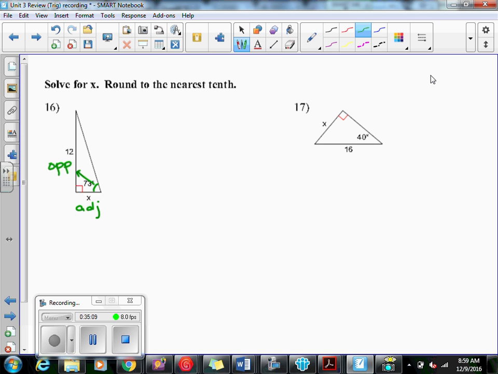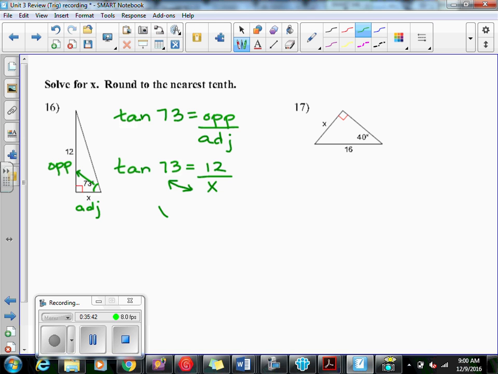All right, now since I've labeled opposite and adjacent, I know this is going to require the tangent ratio. So I'll say the tangent of 73 equals opposite over adjacent. Substitute in the tangent of 73 equals opposite, which is 12, over adjacent, which is x. Now, if I need to get x by itself, since the x is in the denominator, I'm going to switch these. And when I switch them, it'll give me x equals 12 divided by the tangent of 73. Now, put that in your calculator. 12 divided by tan 73 equals approximately 3.7, because they say round to the nearest 10.